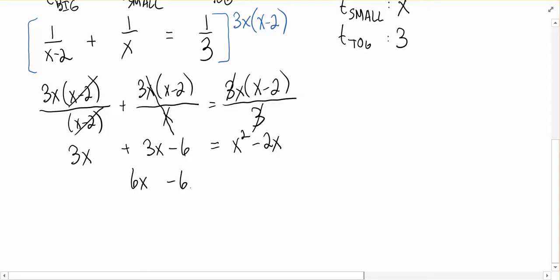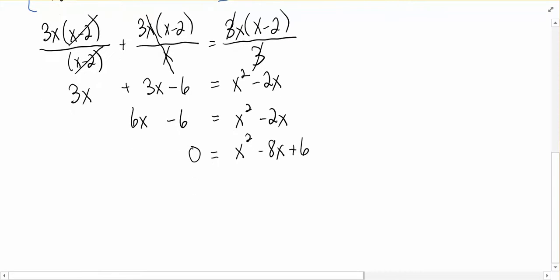I can combine like terms on the left, and then bring everything over to the right. So I have this quadratic equation to solve. Now this quadratic equation is not factorable, so I am going to have to use the quadratic formula.